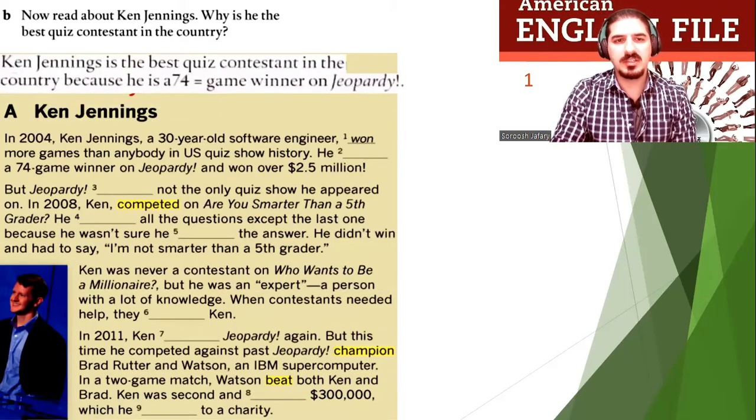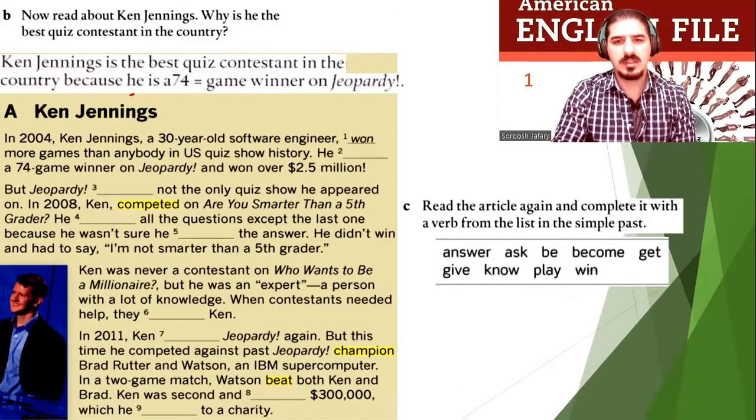So Ken Jennings is the best quiz contestant in the country because he is a 74 game winner on Jeopardy. 74. Woo! All right. So let's read the article and complete it with a verb from the list in the simple past. Answer, ask, be, become, get, give, know, play, win. This is on you. Do it. Okay, so let's do it together.